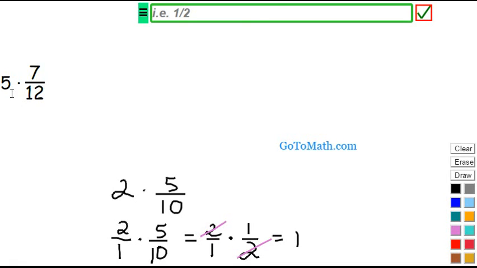Okay, this one here doesn't look like it's going to actually simplify down any. You're going to have 5 times 7, which is 35, and 35 over 12. Let's check that out. 35 over 12.